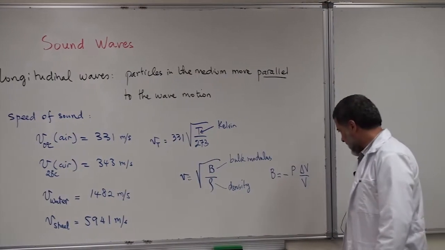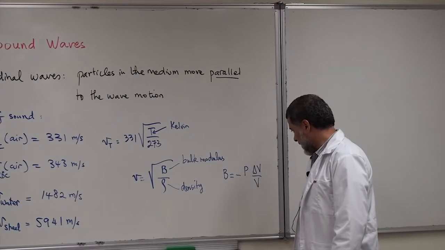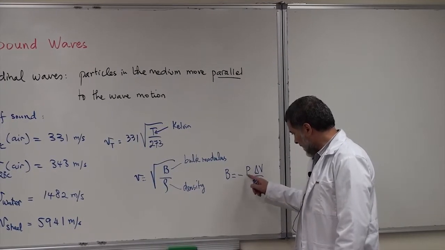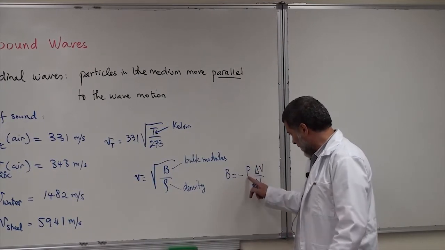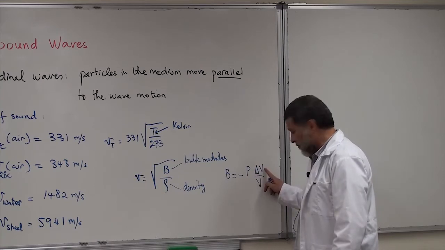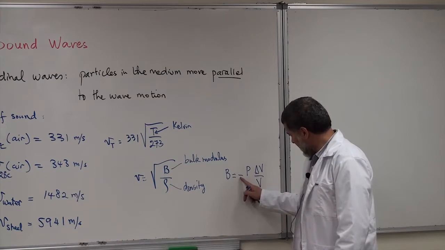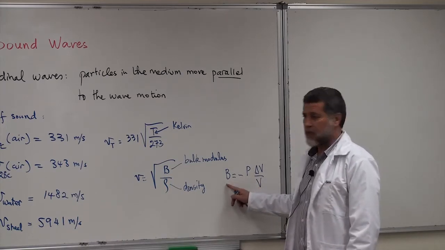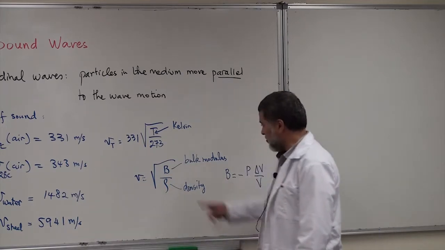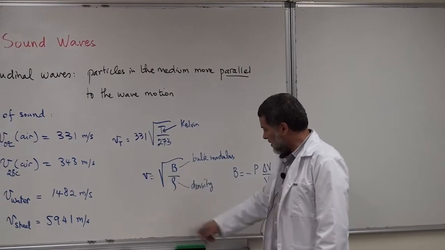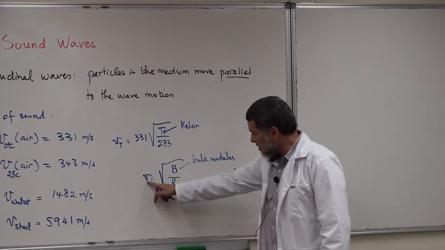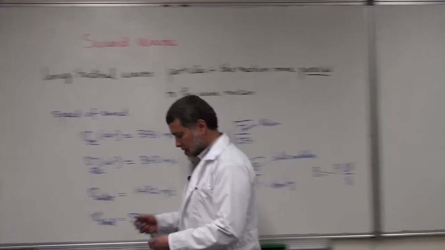Okay. That's the formula here. If you apply a positive pressure, delta V will decrease, so delta V will be negative. With the negative sign, you get the bulk modulus, which is positive. So this is how you calculate the bulk modulus, and you plug it here. That's the density of the medium, and this is V, the speed of sound.